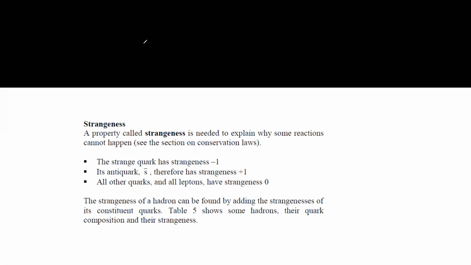For example, a property called strangeness is needed to explain why some reactions cannot happen. For some reactions, the charge is balanced, the mass is conserved, and momentum is conserved, but still the reaction does not proceed. To explain why the reaction does not proceed, we use the strangeness number. For every strange quark it is minus one, and for an anti-strange it is plus one. Copy this strangeness number.